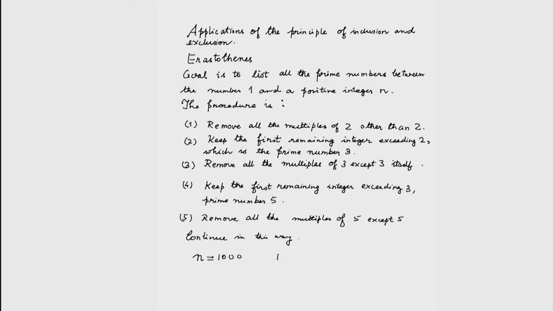What happens is that if we take a positive integer n, let us say n equal to 1000, so we are looking at positive integers from 1 to 1000, and if we keep on repeating this process, then ultimately we will be left with the prime numbers between 1 to 1000. Now, our problem is derived from this method which is called the sieve of Eratosthenes. So, let us look at the problem.